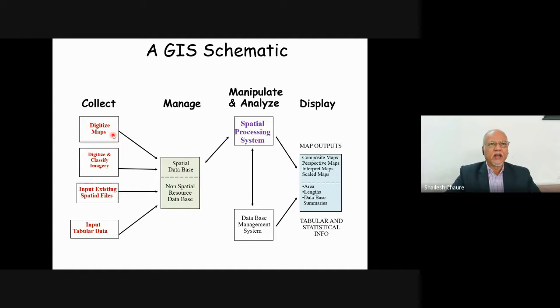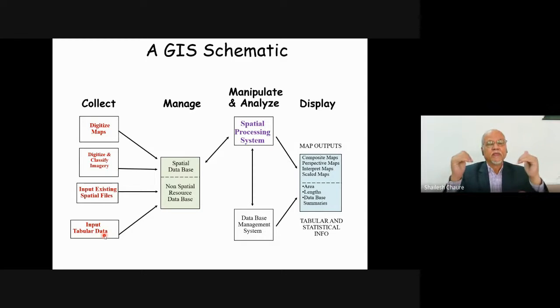So to create the data, you have to pick up the coordinates of the features either from the ground or from a pre-existing map or from satellite imagery. So that is the process of digitization basically. So digitization and input from existing shape files. Suppose some government department already has the shape files, so we can take that and we can input some tabular data, the attribute data.